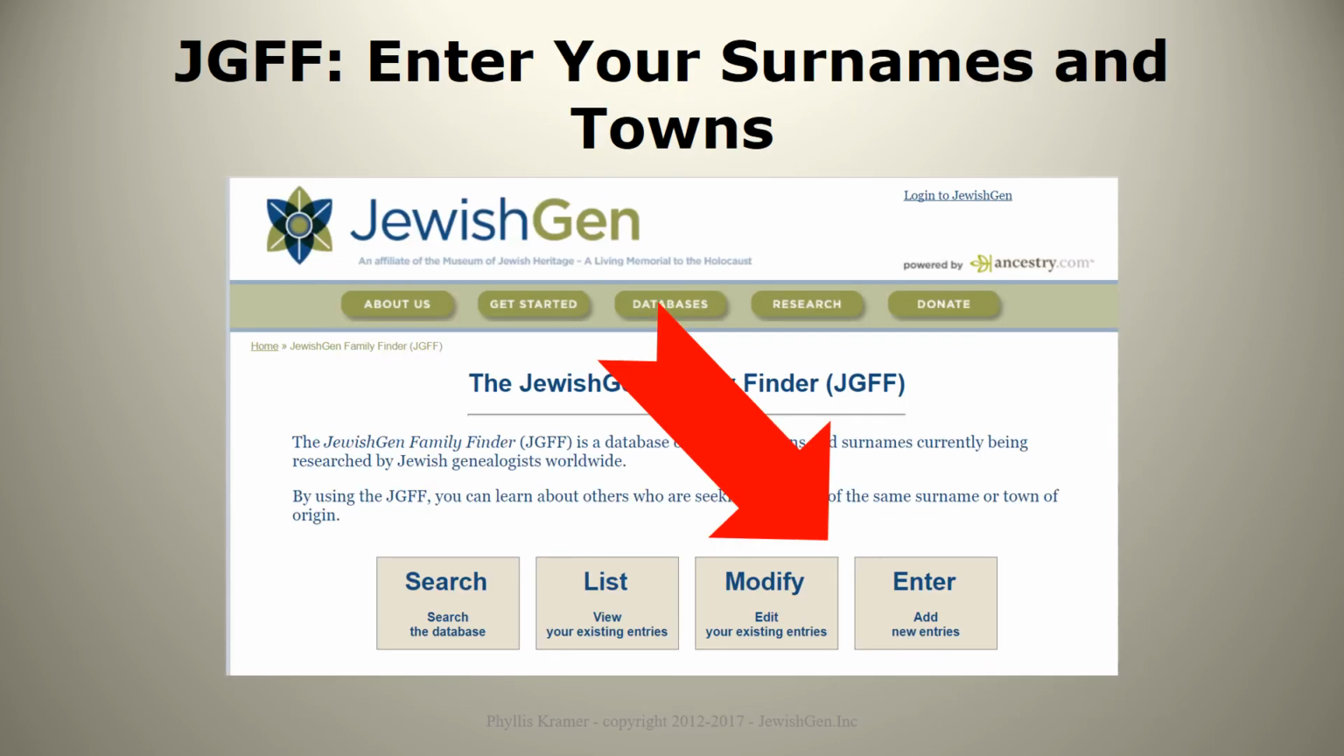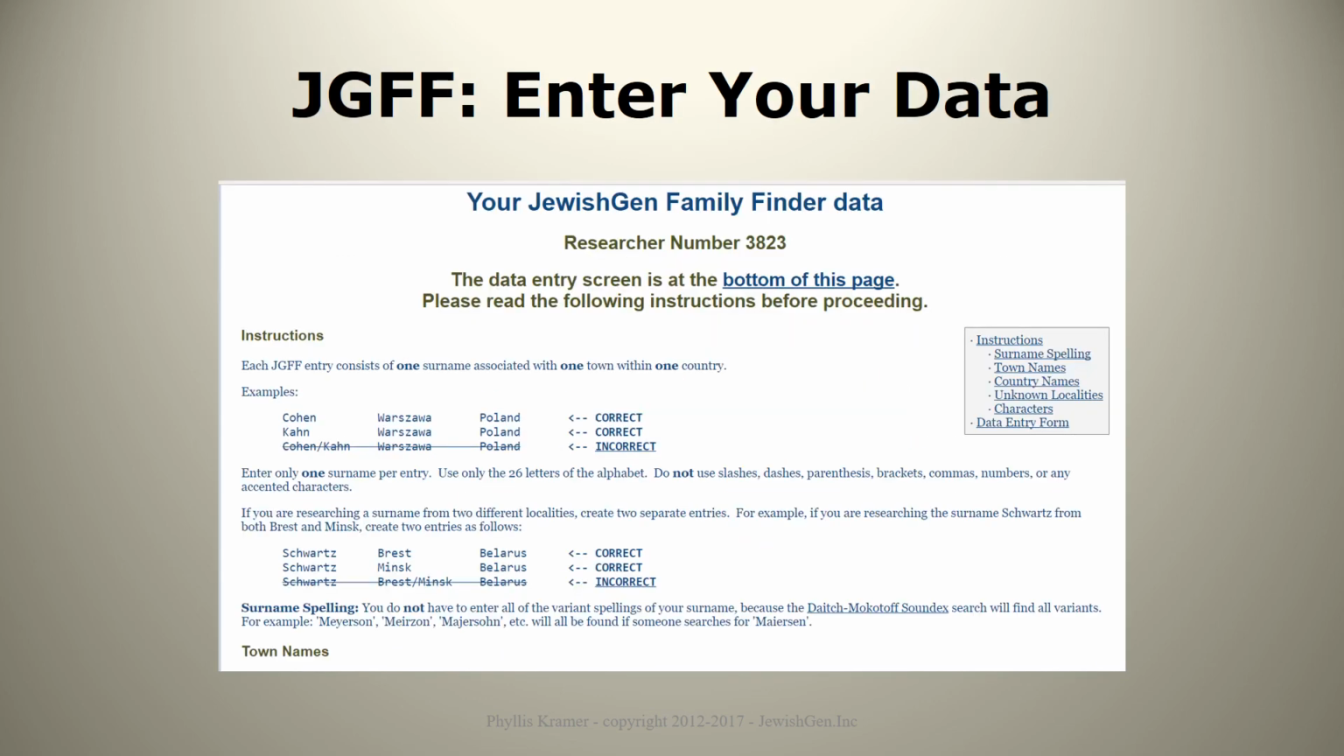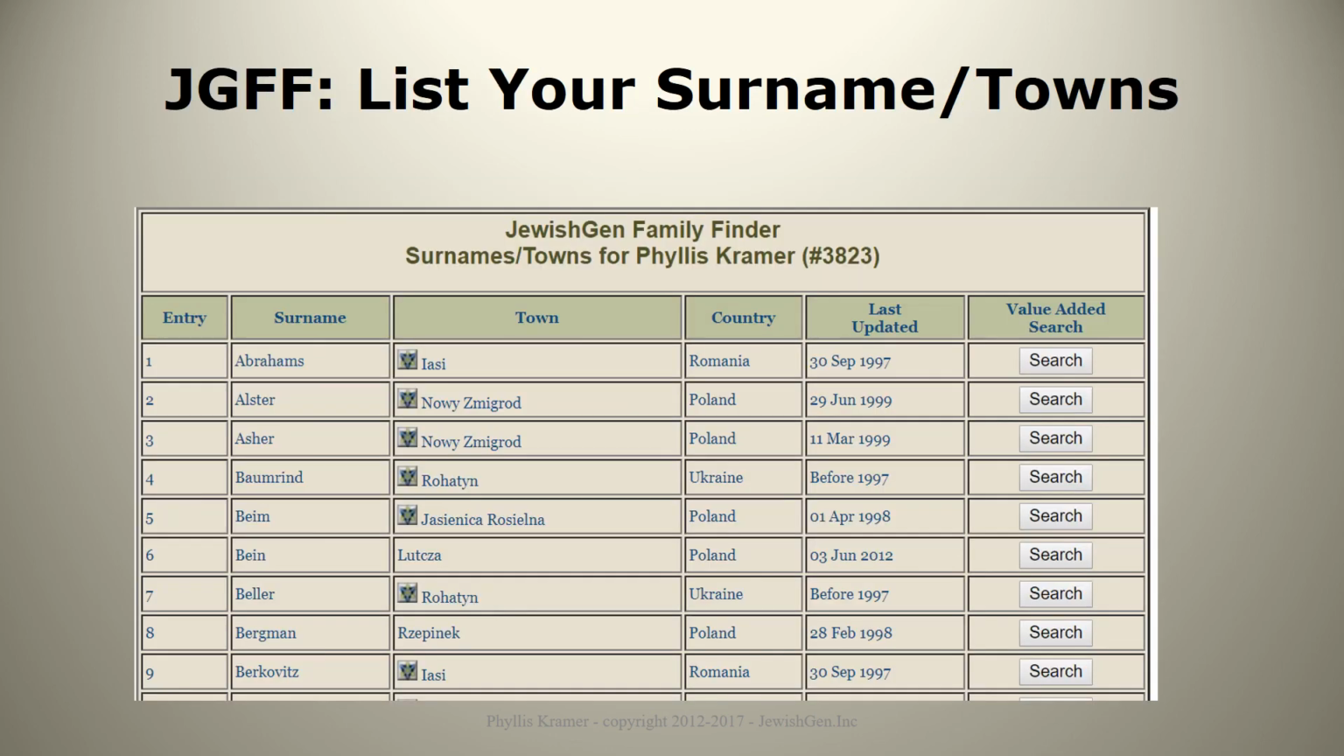Now, let me talk about JGFF Family Finder and how you should enter your surnames. You know, it's one thing for you to go to find people that match your surnames and towns. But what about letting all the rest of those 110,000 researchers find you? So you have the ability to modify or enter your surnames and towns. We will give you some help doing that. And when you're finished entering them, this is what it's going to look like. When you list your surnames and towns, it will give you a list.